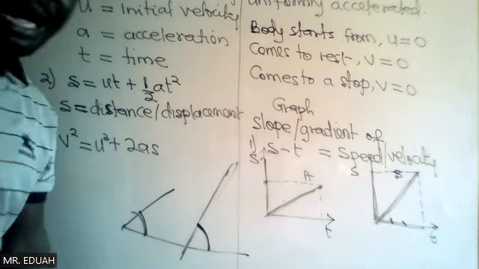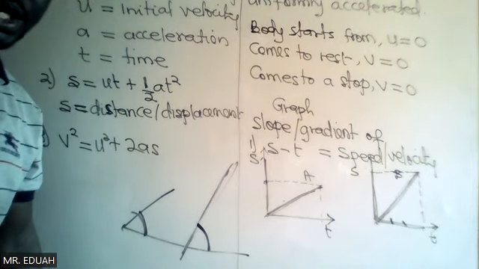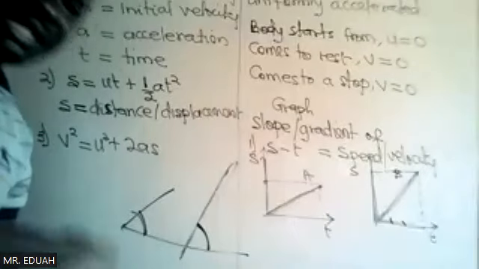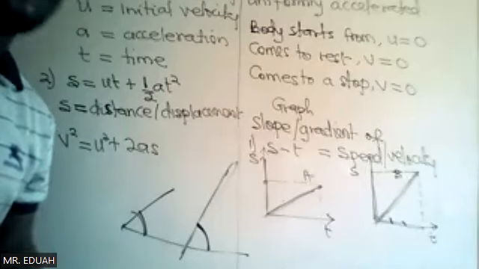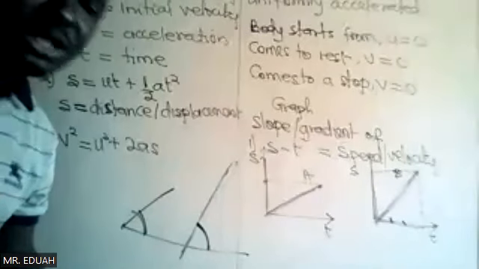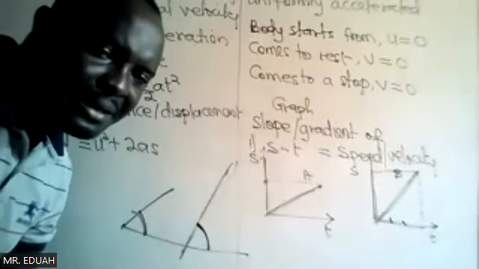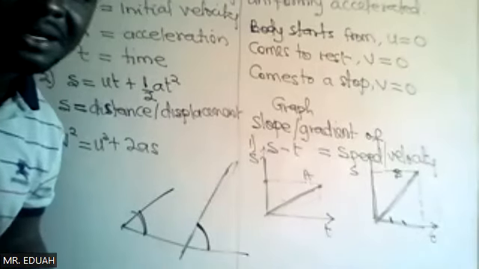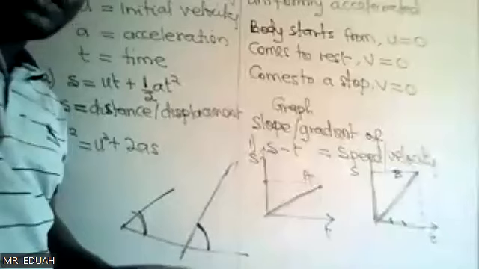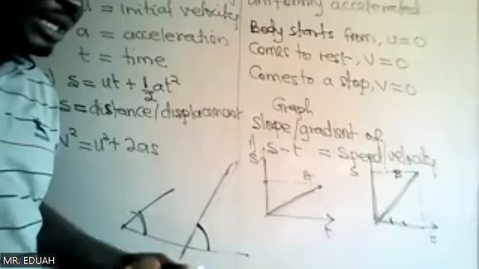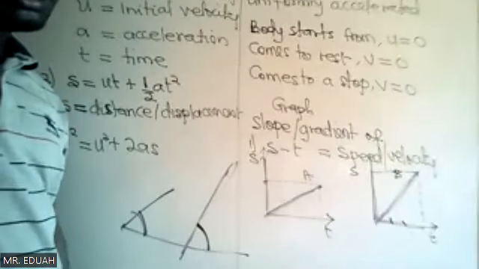The same thing also applies to a velocity time graph. The slope of a velocity time graph is equal to the what? Acceleration. So the steepness of the slope also tells the magnitude of the acceleration.